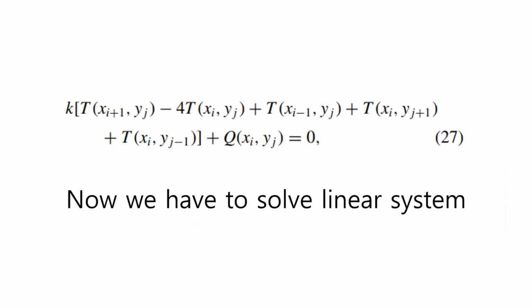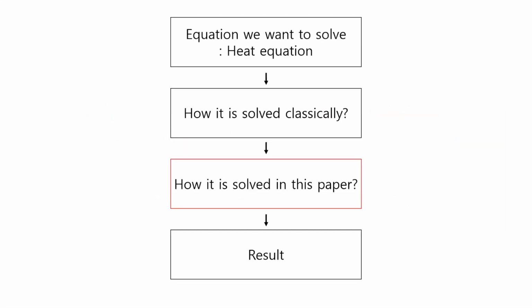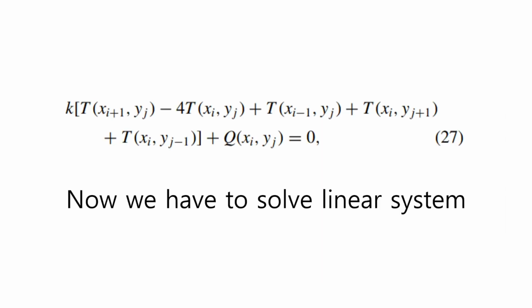And this is the result. As you can see, we started from the Laplace equation, Poisson's equation, but now we have to solve a linear system. Oh, sorry, there's an error. So basically, this is how it is solved classically. We discretize the domain, and now we change the Laplace equation, Poisson's equation, into a system of linear equations.